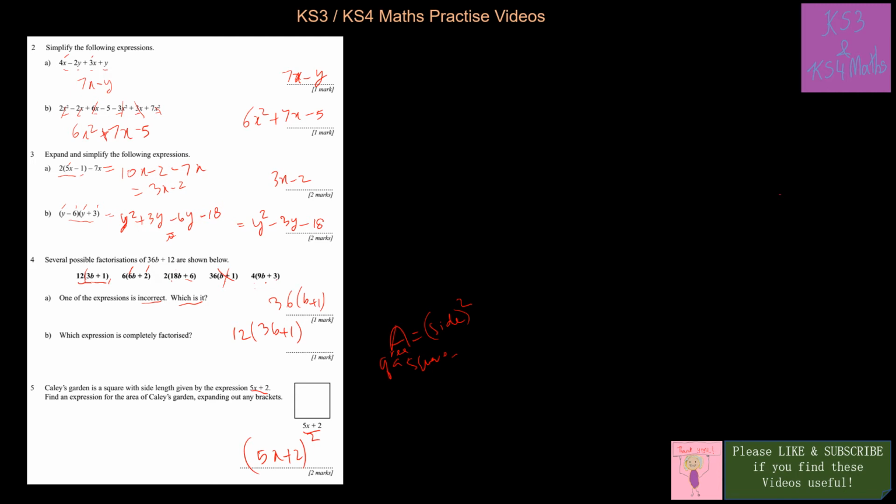Oh, we have to solve it. They have said expanding out any bracket, so we just can't leave it at that. So we have to do more. So we will do 5x plus 2 whole square.